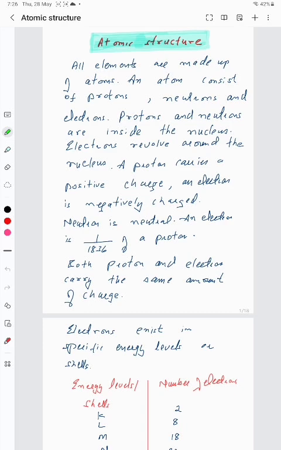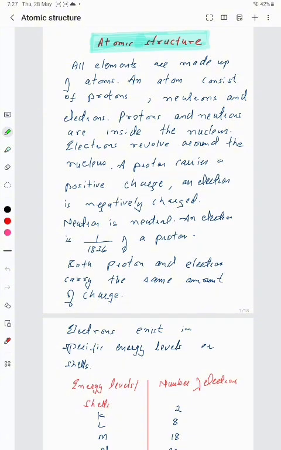And when elements combine together, they form compounds. But again, the basic unit is atom. An atom consists of protons, neutrons, and electrons. Protons and neutrons are inside the nucleus, while electrons revolve around the nucleus. These electrons are in specific energy levels or shells.